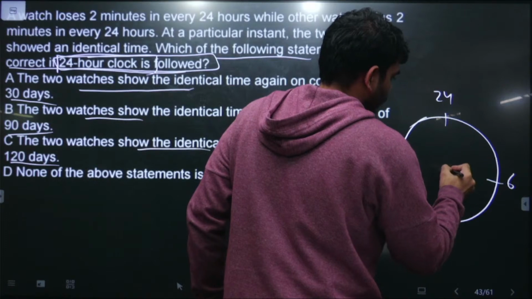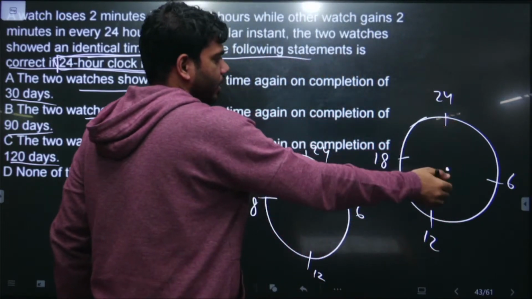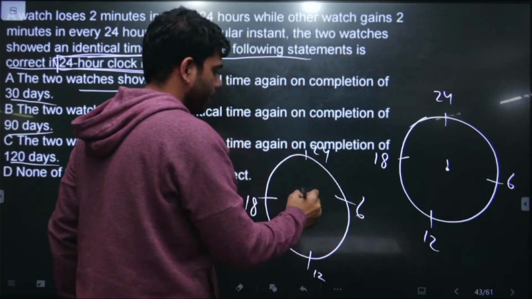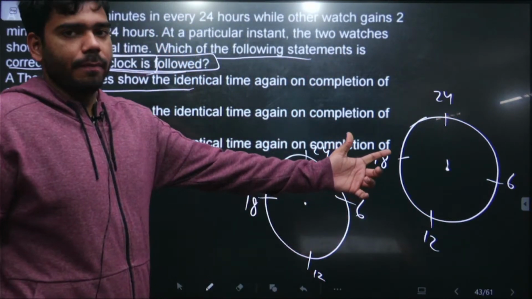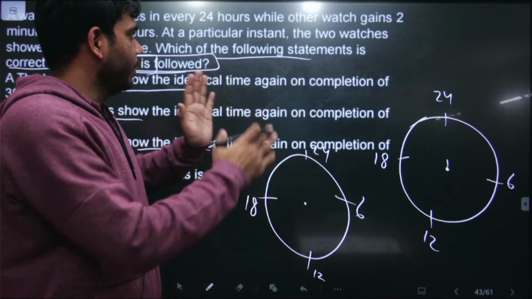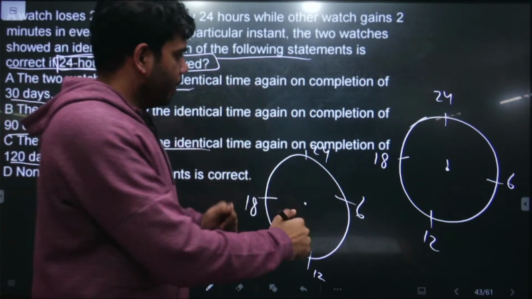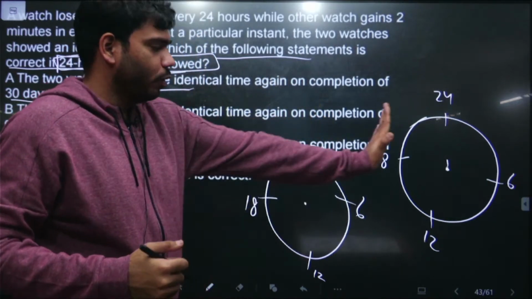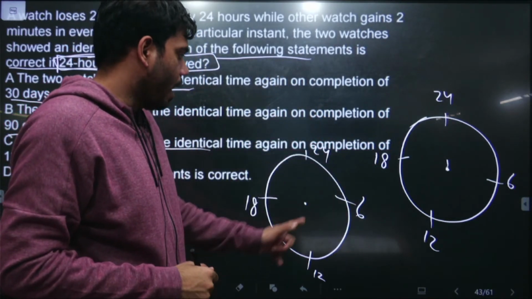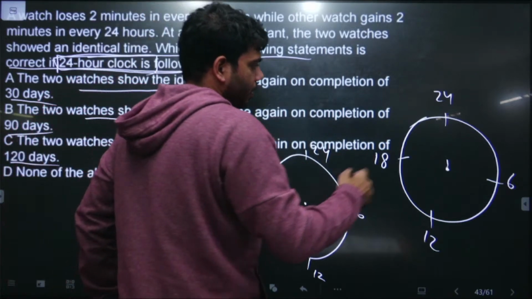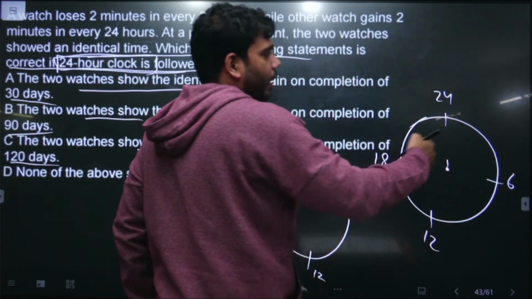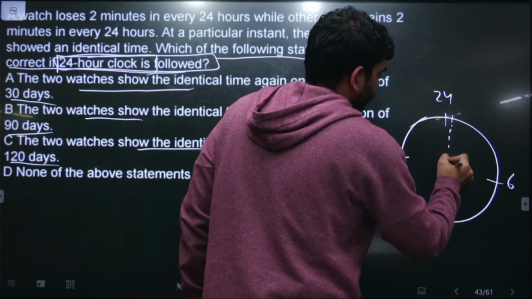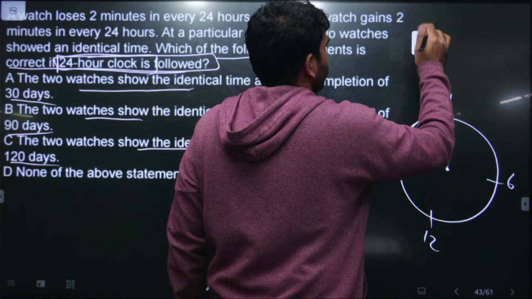Imagine that both of them started exactly at this 24 hours. Both of them were exactly at the same position, at 12 midnight, when the arm of the clock is at this 24. Then after one complete revolution, this clock will be showing the time after one day.